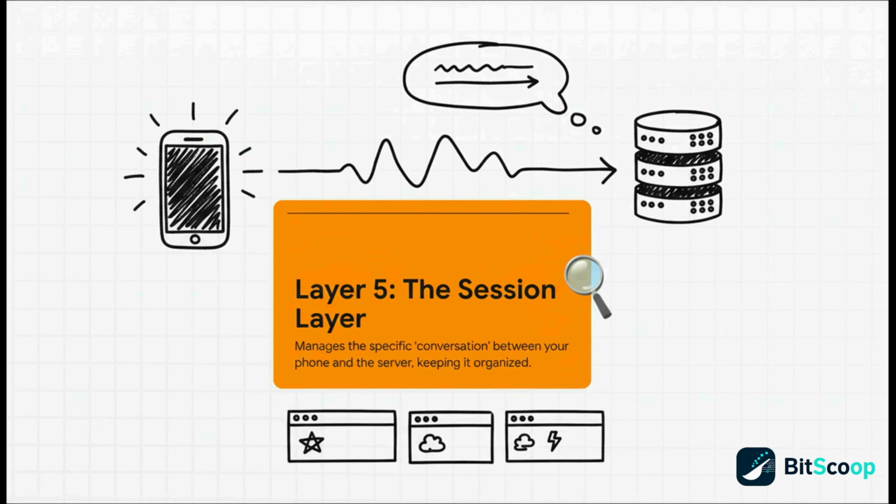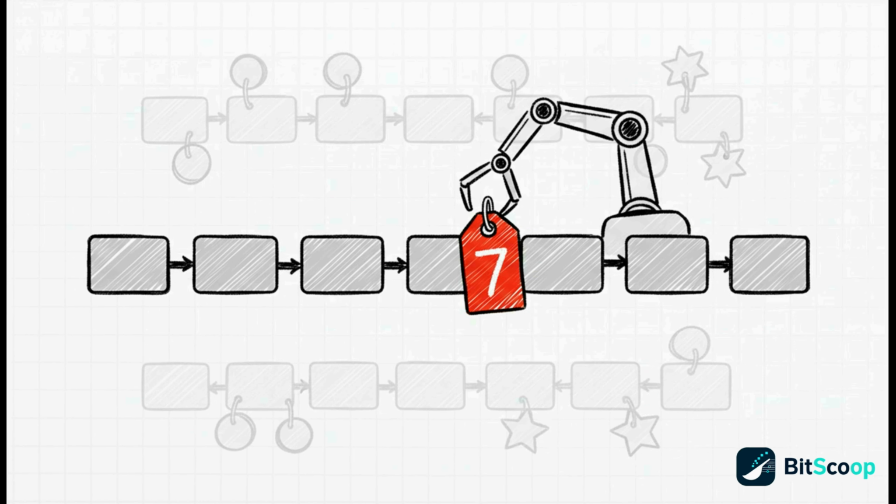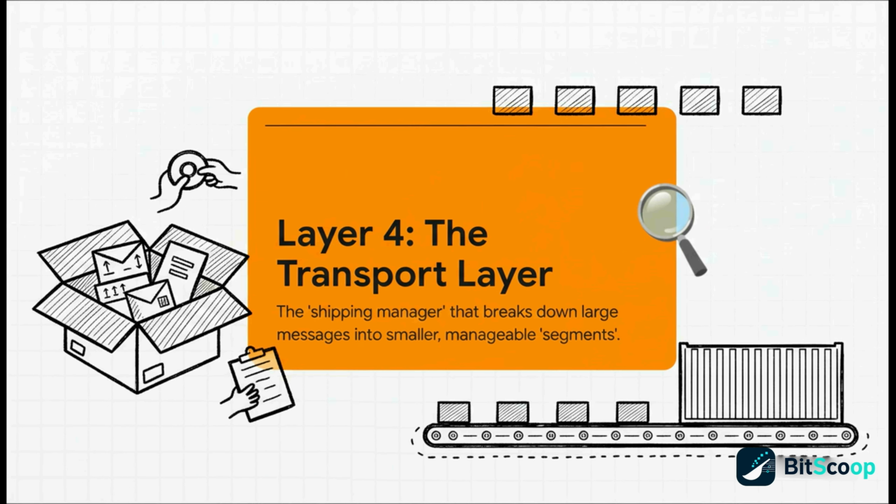All right, next up is layer 5, the session layer. Its whole job is to manage the specific conversation between your phone and the server, making sure that the data from the web page you're loading doesn't get mixed up with, say, your streaming music in another app. So how does it do that? Well, it slaps a unique tag on the data, a Session ID. This is basically like giving the conversation its own name. So when the server gets a flood of data, it knows that this particular chunk belongs to, for example, session number 7.